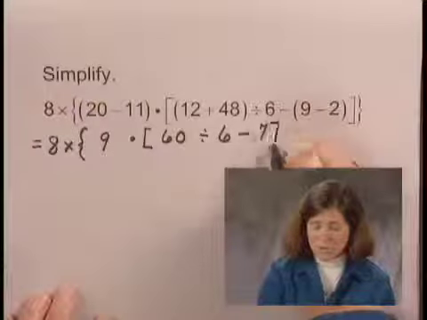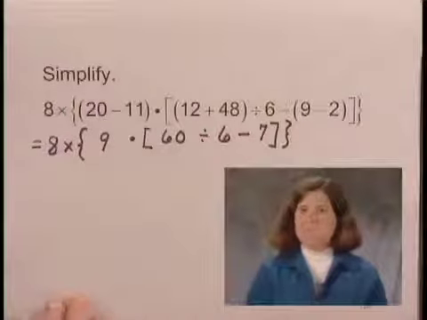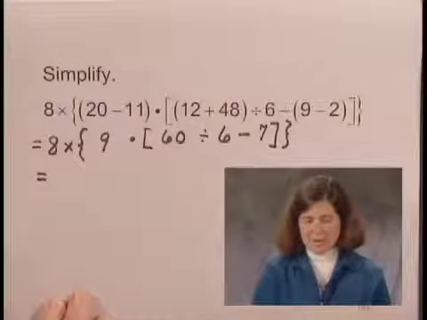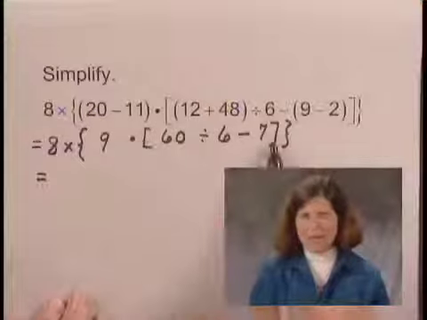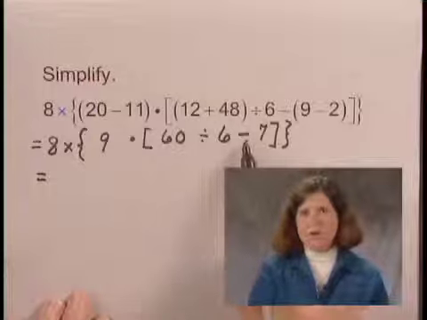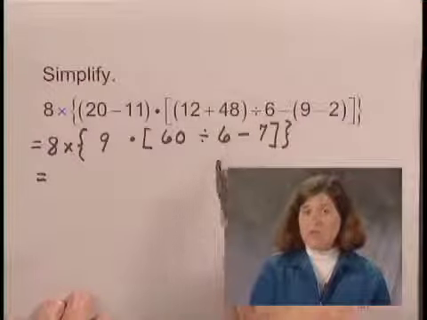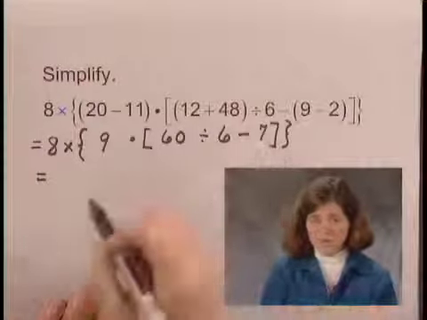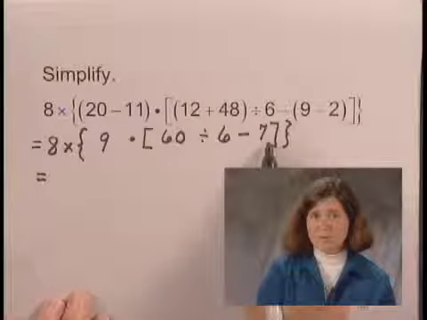I'm going to close with the brackets and the braces, and I have simplified inside the innermost set of grouping symbols. On the next line, I'm going to simplify now inside of the brackets. Now that's going to take me a couple of steps because there is a division and a subtraction. The rules for order of operations say to do all multiplications and divisions first and then do all additions and subtractions in order from left to right. So I'm going to work inside the brackets using the rules for order of operations.